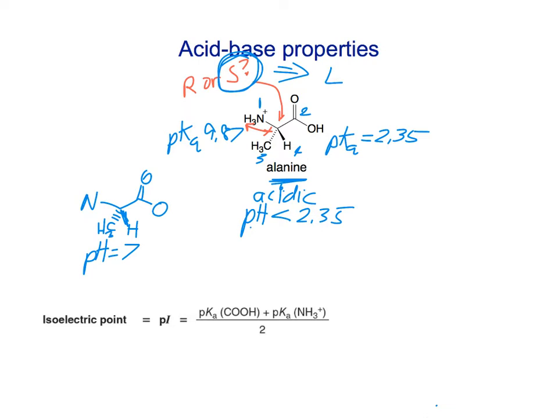Okay, what about the amine? Would it be protonated or deprotonated? Okay, let's look at the pH. The pH is 7. Is that above or below the pKa? Below the pKa. So if the pH is below the pKa, should that be in its acidic form or basic form? Acidic form.